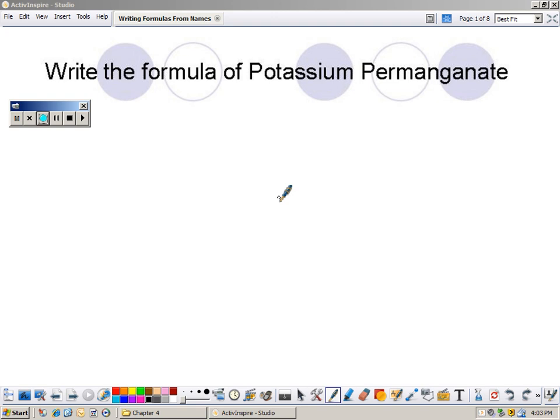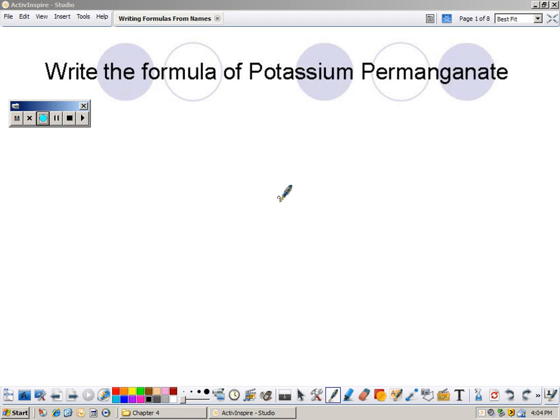Okay, so we've learned how to write the names of formulas, nomenclature. We've learned how to name type 1, type 2, and type 3 compounds. Now we're going to learn how to go backwards. So now we're going to be given the name and we have to write the formula.